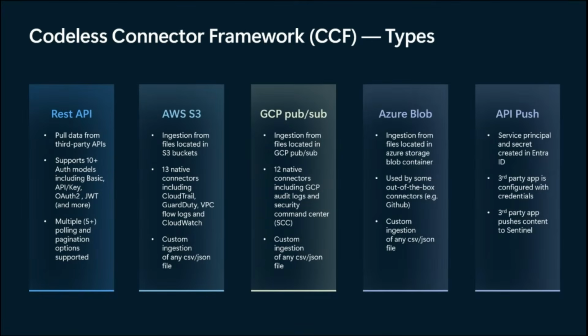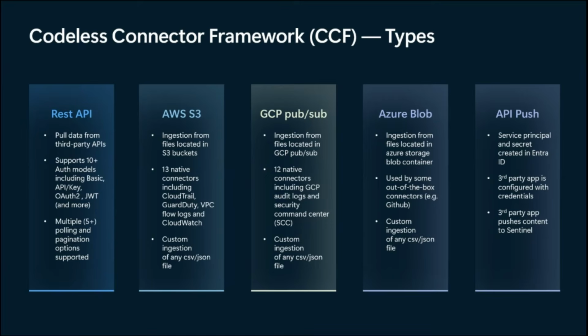Now, as I explained, we have several CCF types. So for the REST API ones, we typically pull it from the third-party hosted APIs. It supports 10 plus auth models, including basic, API key, OAuth2, and JWT. There are several others. We also support 5 plus polling and pagination types.